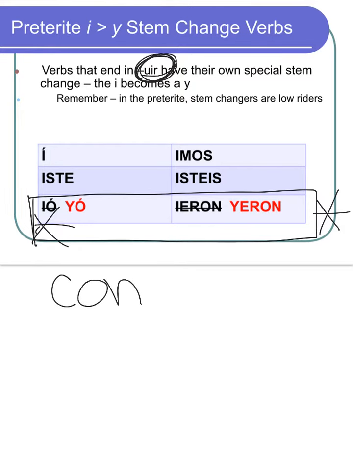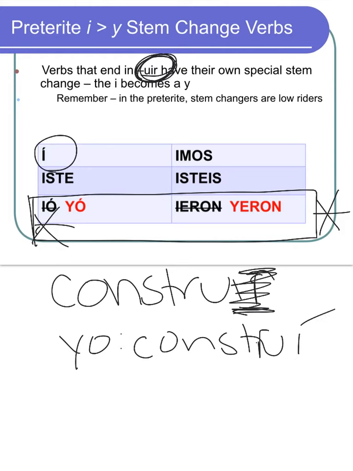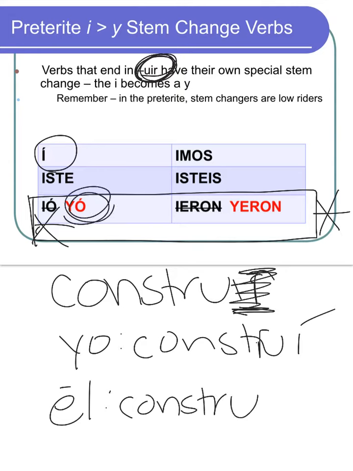So we already know the verb construir, to build. Well, if I wanted to conjugate this verb into the yo form to say that I built, it's an IR verb. Make IR go away. So I have constru, but spelled correctly with an R. Then I add my new ending with an í, with an accent mark. But if I want to say that he built, ooh, look at my endings. Construyó, with an accent mark.